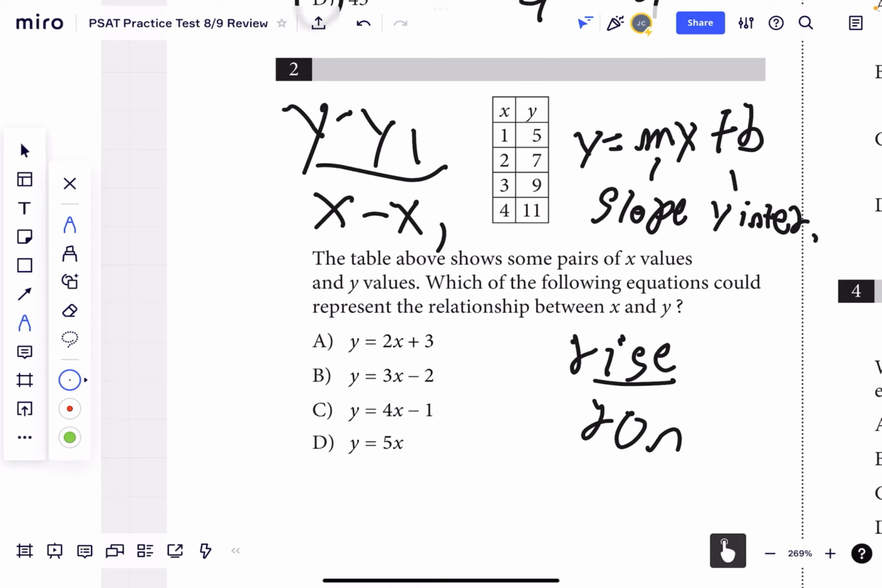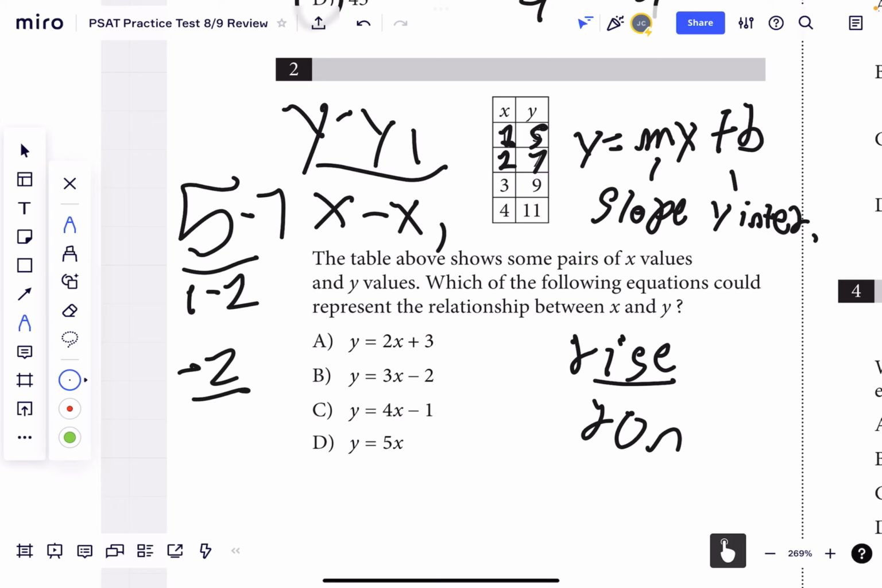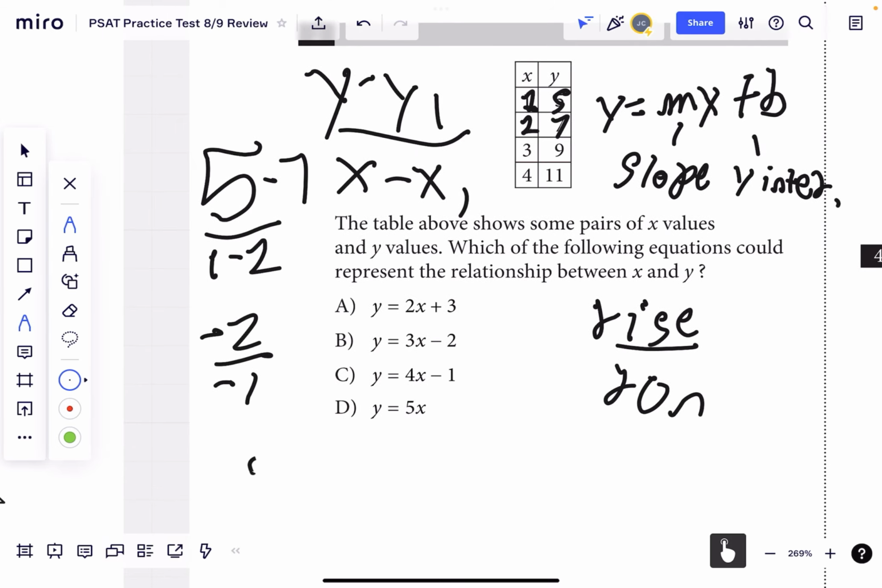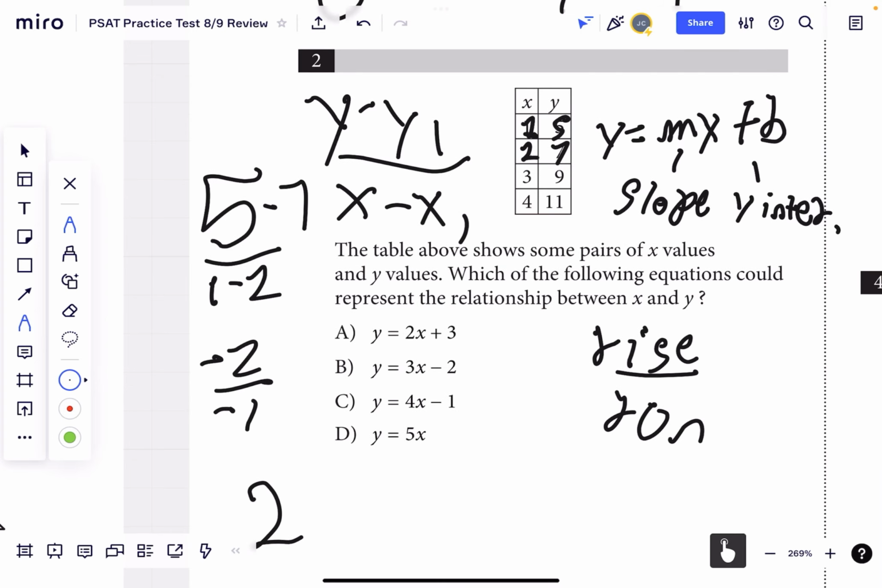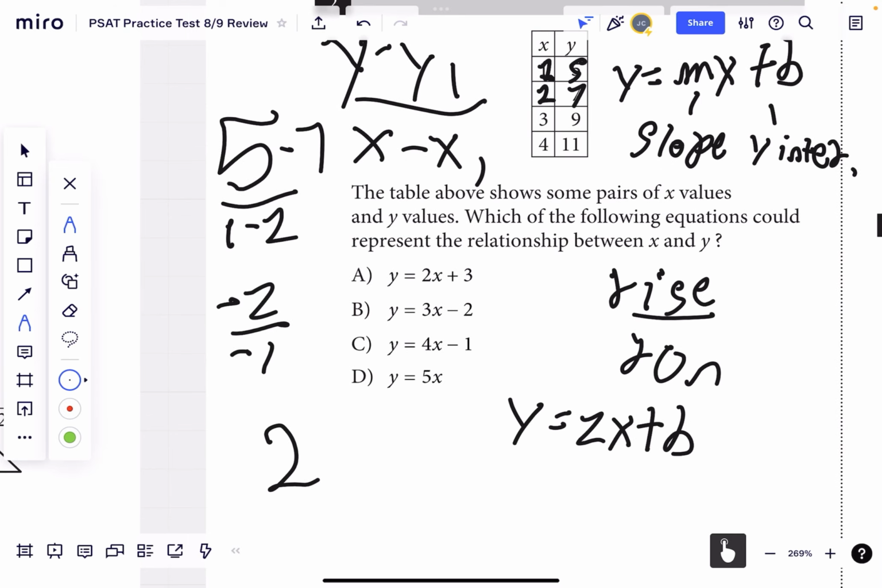So we find the distance of 1, and then we have our 2, so we do 1 minus 2 at the bottom, since those are our x values, and then we do 5 minus 7. So we get -2 over -1, so our slope is 2, so we get y equals 2x plus b. So we can automatically cross out 3x, 4x, and 5x.